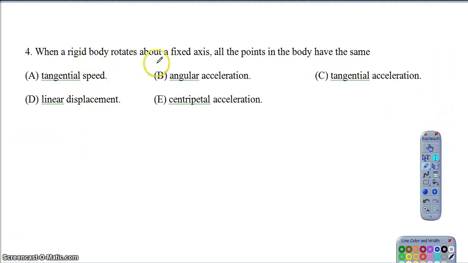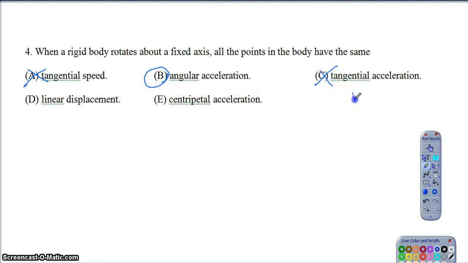So a rigid body rotates about a fixed axis. All the points have the same. And again, the key here is they will have the same angular measurements. If it's a rigid body rotating around a fixed axis, they will all rotate at the same rate. So any type of angular measurement is going to be the same. Tangential speed, however, would not be the same depending on how far away it is. That is not the same. So again, angular acceleration is going to be my correct option.